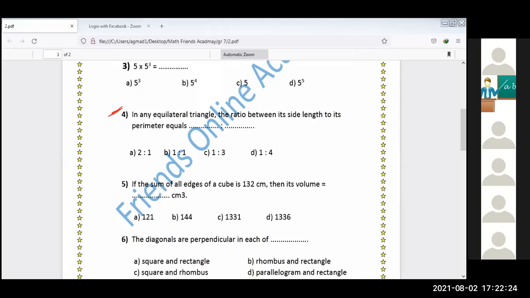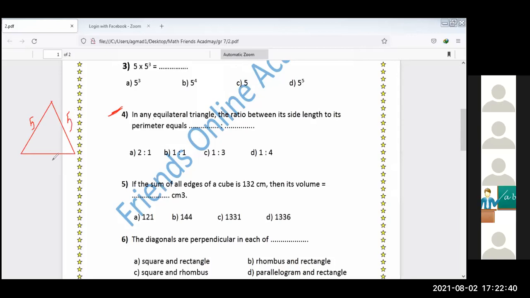It means all the sides are the same. We have a triangle and all the sides are equal, right? If I have here 5 centimeter, it means here also 5 centimeter and here also 5 centimeter. If I have 6 centimeter, 6. So the equilateral triangle means all the sides are equal. Okay, this is the first point. Move with the question step by step.